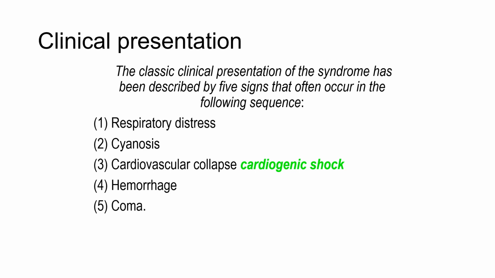Next, we can see the signs and symptoms. Actually, it will occur in the following sequence. First, respiratory distress will occur, then cyanosis, a bluish discoloration of the skin and mucous membrane, and later the person will go to cardiovascular collapse and shock. Later, as I have told you, disseminated intravascular coagulation will occur, and because of that, hemorrhage will occur. Finally, the patient will go to a stage of coma.